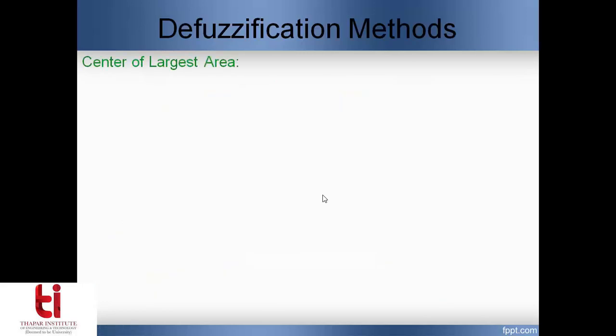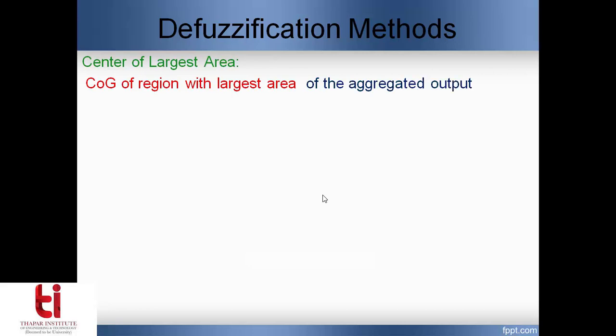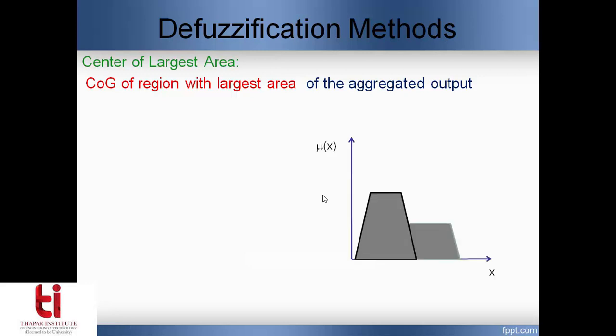Okay, then we have the center of the largest area. In this, we try to find out the centroid of the region with the largest area of the aggregated output. So identify, in my aggregated output, what is the largest area a regular shape is going to take, and I take the area of that and try to find out its centroid. So that is considered to be my defuzzified crisp output value. Mathematically, it is expressed as this, where M stands for maximum or the largest area.